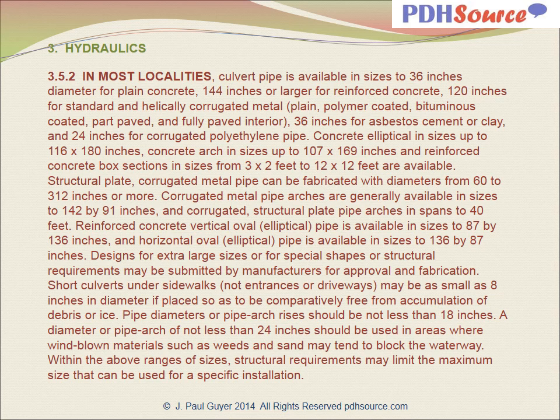Designs for extra large sizes or for special shapes of structural requirements may be submitted by manufacturers for approval and fabrication. Short culverts under sidewalks, not entrances or driveways, may be as small as 8 inches in diameter if placed so as to be comparatively free from accumulation of debris or ice. Pipe diameters or pipe arch rises should be not less than 18 inches. A diameter or pipe arch of not less than 24 inches should be used in areas where wind-blown materials such as weeds and sand may tend to block the waterway. Within the above ranges of sizes, structural requirements may limit the maximum size that can be used for a specific installation.